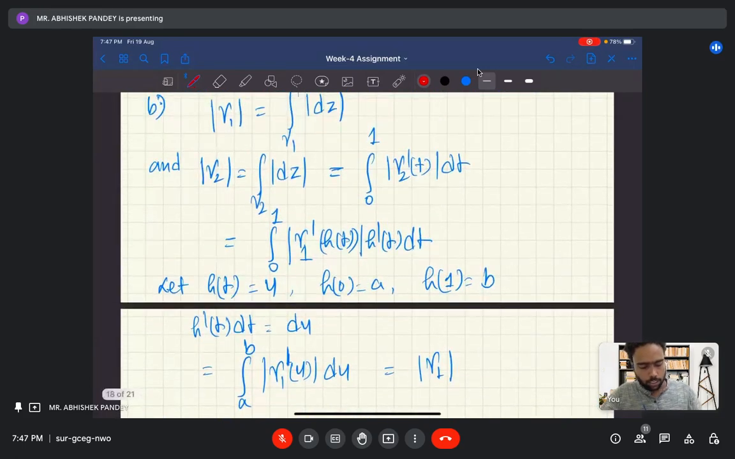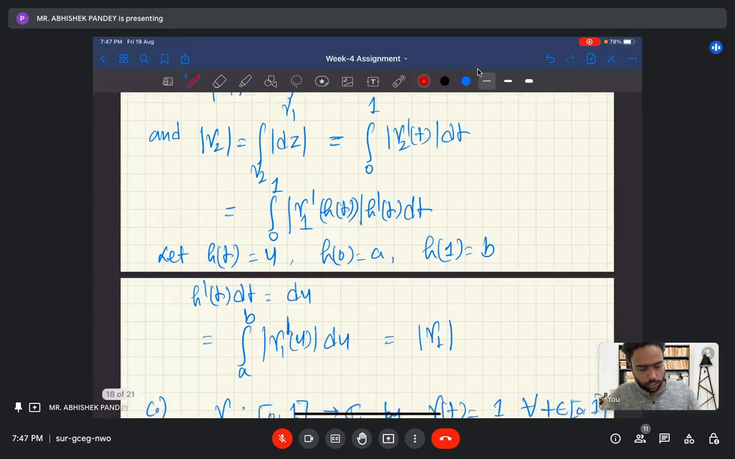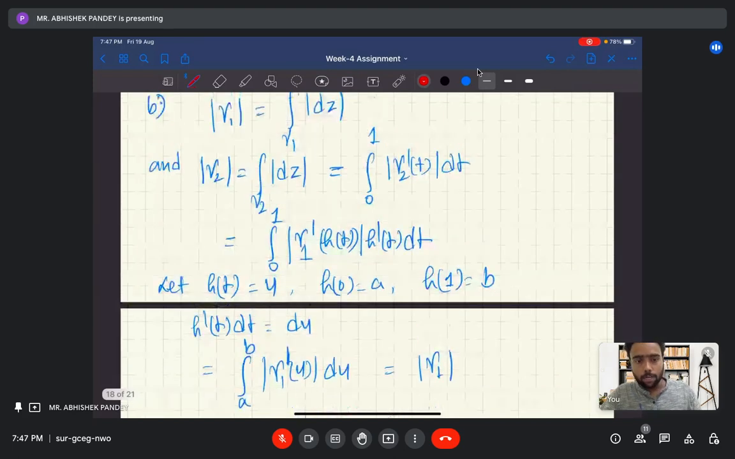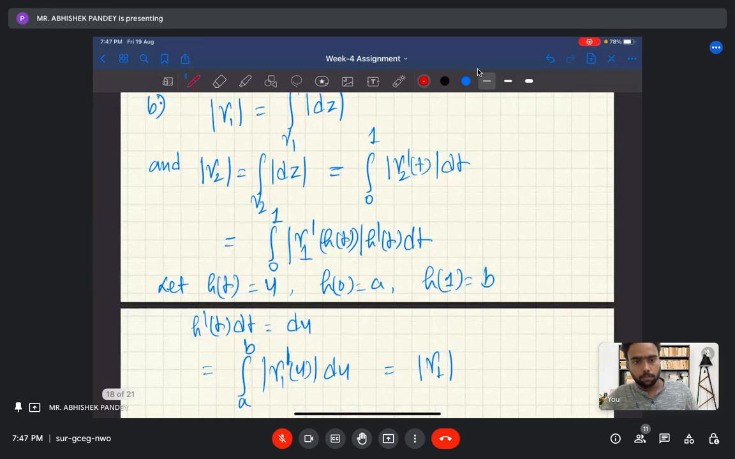As you can see, the length of gamma 2 is basically the length of gamma 1. So we are just changing the interval on which gamma 1 and gamma 2 are defined by the reparameterization. So basically we can say it is a change of variable. Reparameterization of a curve can be seen as a change of variable.